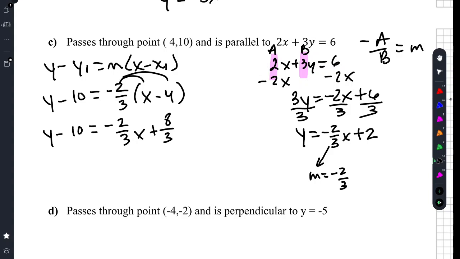Now watch what I'm going to do here. When I add the 10 to both sides, I'm going to call 10 30/3. Yeah? So I'm going to add 10 to this side, but when I add it to this side, I'm going to call it 30/3. What is 30/3? 10. It's another way of writing 10, right? So we get y equals negative 2/3 x plus 38/3. And since we're not graphing, who cares? We can just leave it. All right?